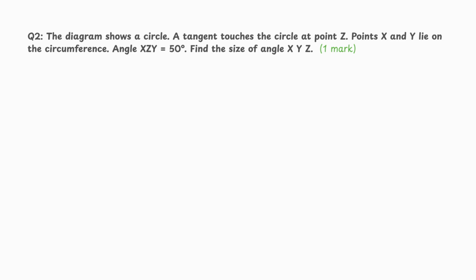Question 2. The diagram shows a circle. A tangent touches the circle at point Z. Points X and Y lie on the circumference. Angle XZY is 50 degrees. Find the size of angle XYZ. This question is worth 1 mark, but let's take it slowly and understand it clearly.